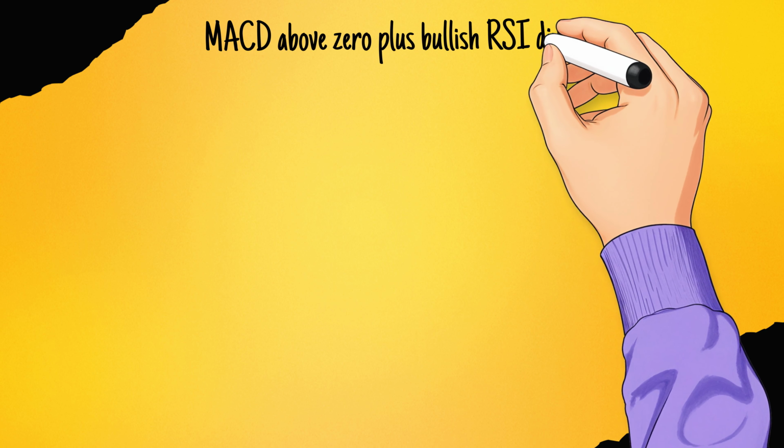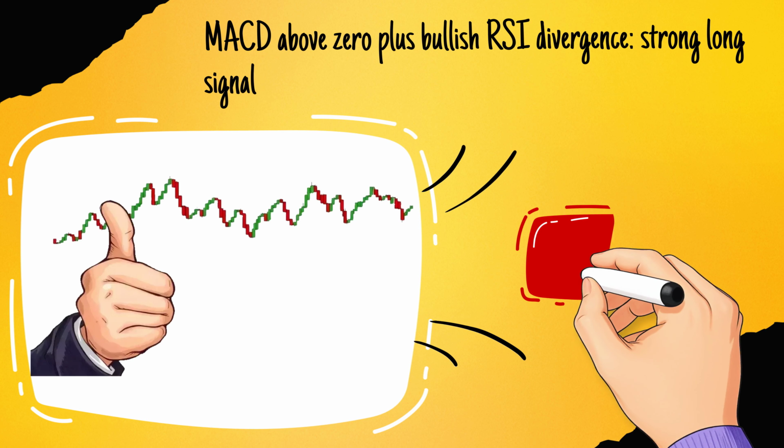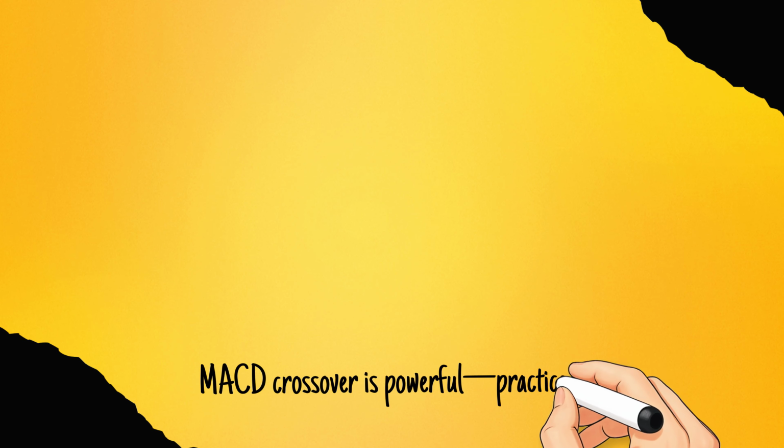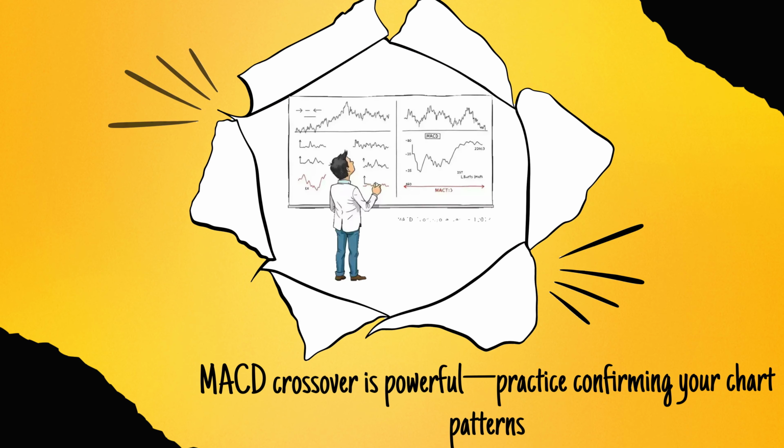If your MACD is above zero, an uptrend, and your RSI shows a bullish divergence, you have a high probability long signal. Always look for this synergy. The MACD crossover is one of the most powerful and time-tested signals. Practice using it to confirm your chart patterns.